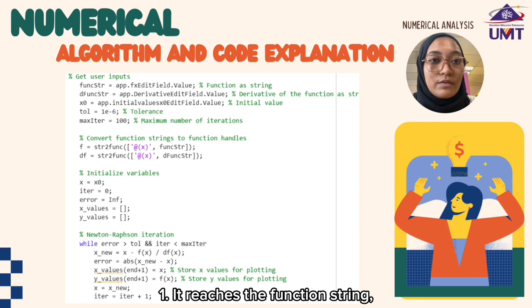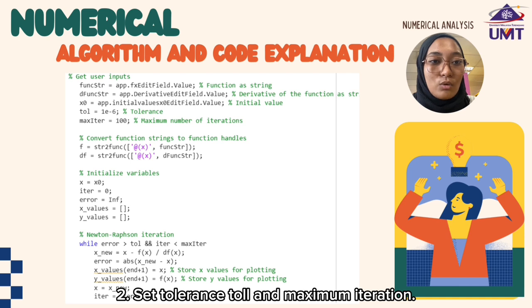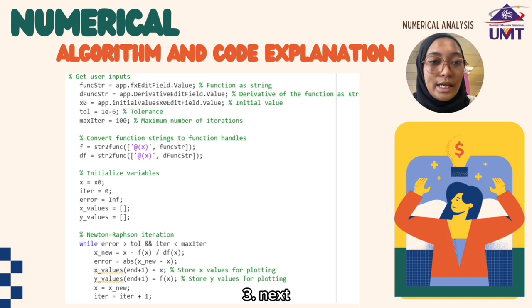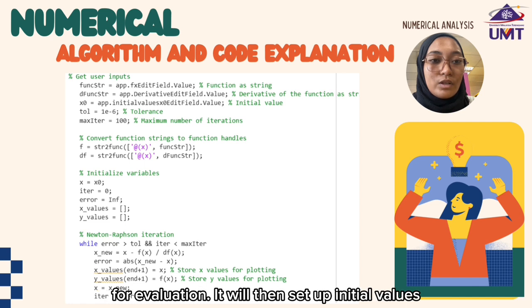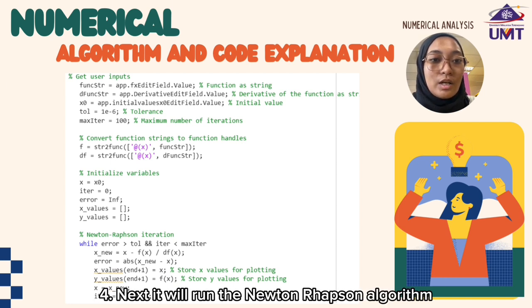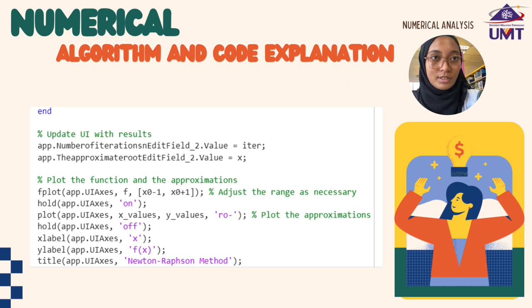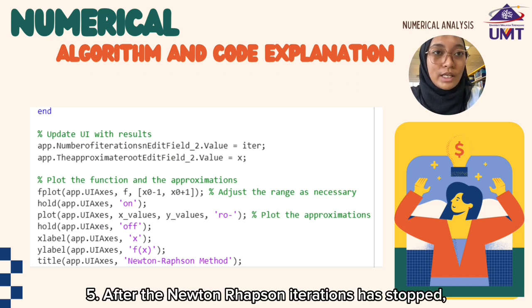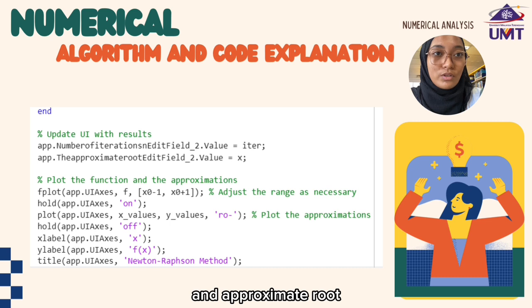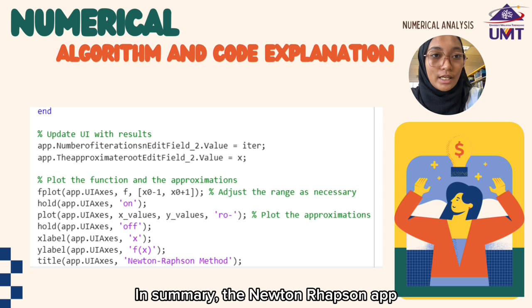First, it retrieves the function string, its derivative, and the initial guess from the corresponding input fields. Set tolerance (tol) and maximum iteration. Next, it will convert the input string to function handles for evaluation. It will then set up initial values for iteration, error, and storage for plotting the approximations. Next, it will run the Newton-Raphson algorithm until the error is below tolerance or the maximum number of iterations is reached. It also stores the approximation for plotting. After the Newton-Raphson iteration has stopped, it will then display the number of iterations and the approximate root in the corresponding output fields. Then, it will plot the function and the approximation on the axis.